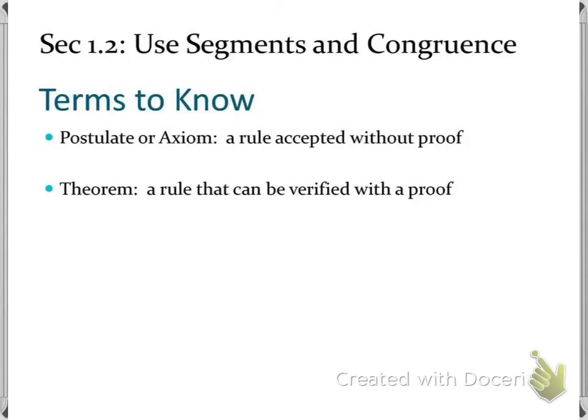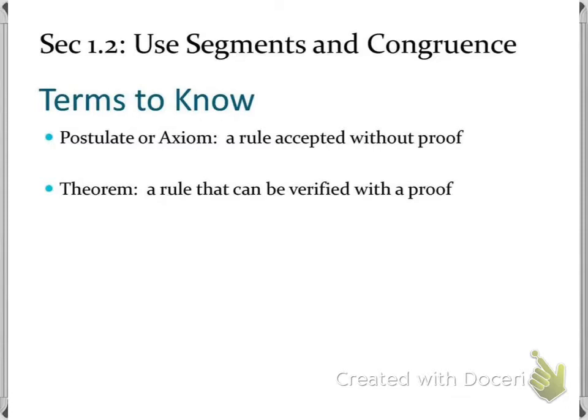Before we start looking at section 1.2, where it's segments and congruence, we need to go over a couple terms. So we have a postulate or an axiom, meaning the same thing. We'll typically see postulate in this book, in this class. And it's a rule accepted without proof. And usually we're going to read those and say, well, yeah, it's obvious. It makes sense why that's the rule.